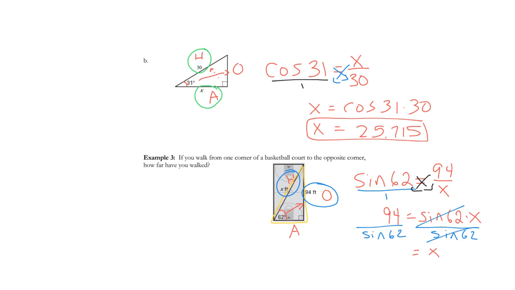So 94 divided by sine 62, enter, and we get 106.462 when rounded appropriately. So that diagonal on the basketball court is 106.462 feet. And it makes sense that this is the longer side than this 94 here because it's the hypotenuse and it has to be the longest side. So something to keep in mind as you check your work.